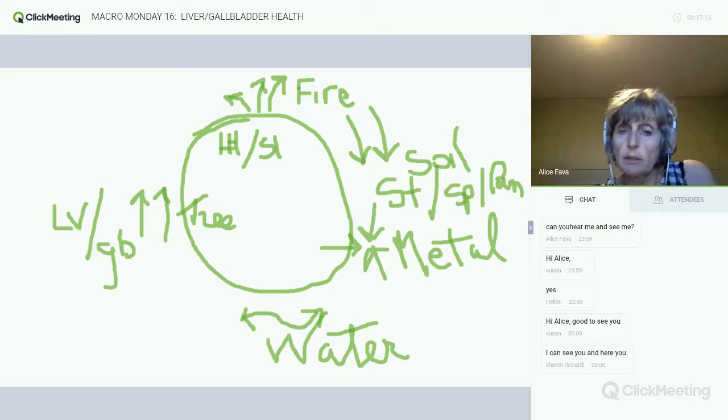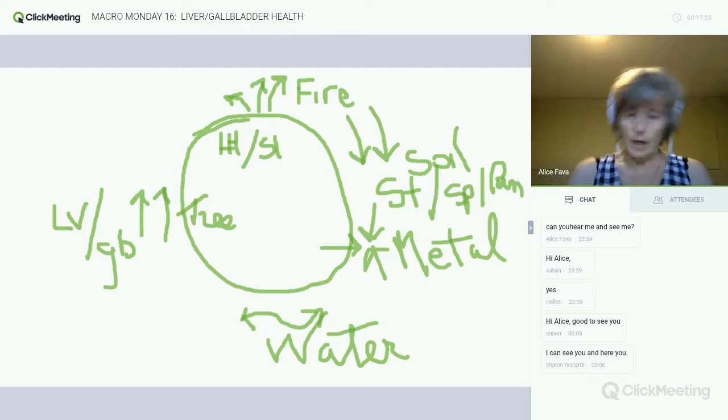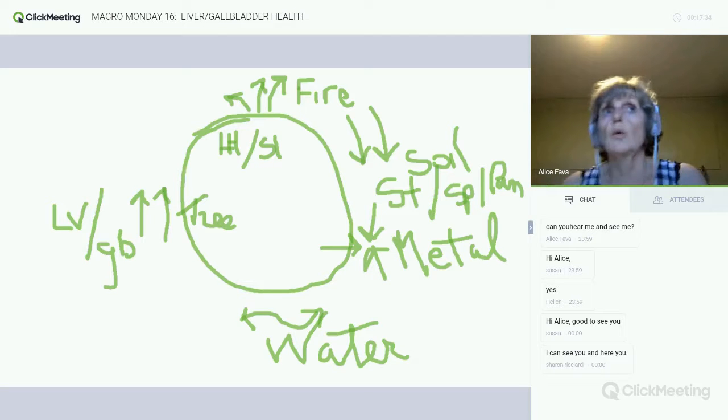Okay, the stomach, spleen, pancreas. The stomach, spleen, pancreas are located in the center of the body. The stomach is below and between your rib cage. The spleen is on the left side, and the pancreas is the deepest organ in the body. It's behind the stomach.